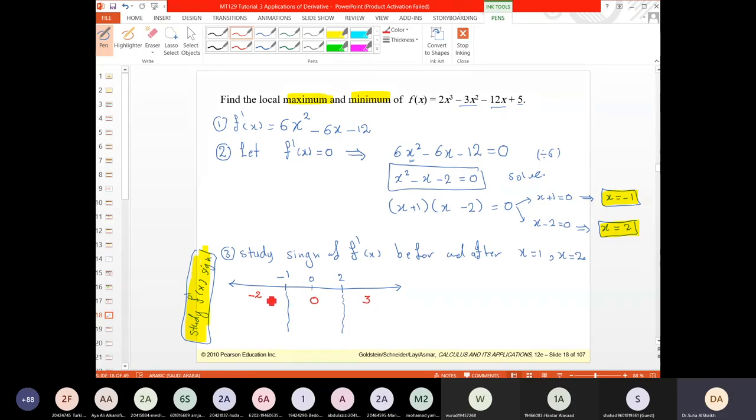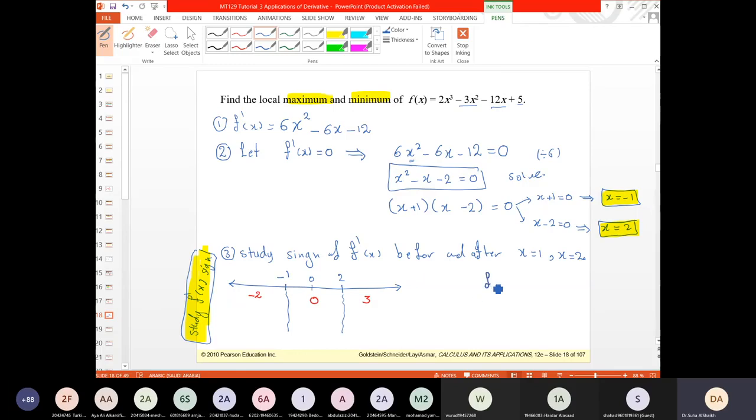A point less than -1, a point between -1 and 0, a point after the 3. Are you getting that? Why did I cut my line like this? Because I got the 2 points, which are -1 and 2, so the -1 and 2 made the cuts. I take a point before, a point between, and a point after. I'm studying the sign of f dash.